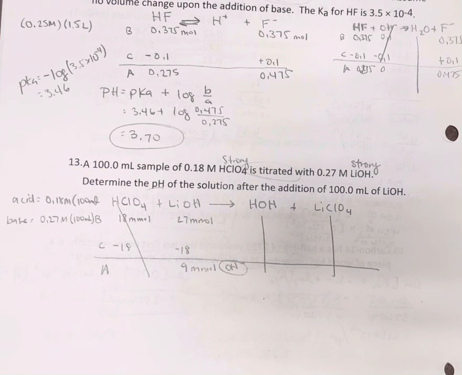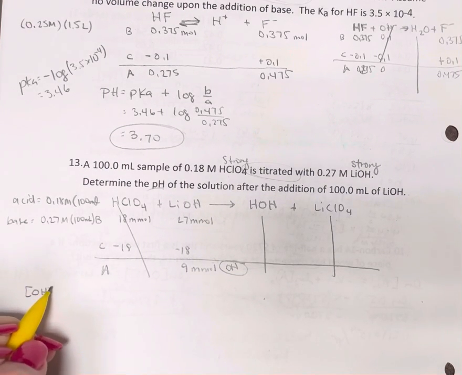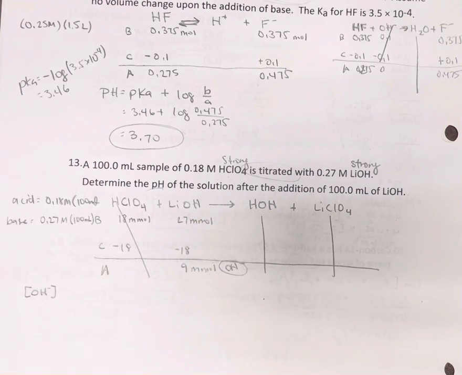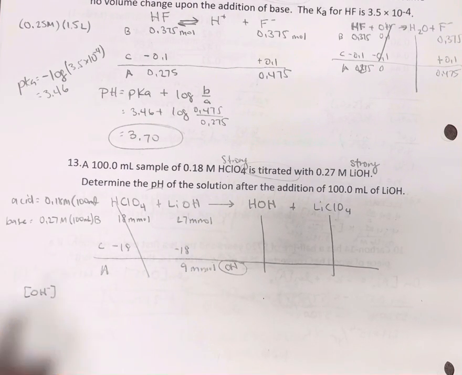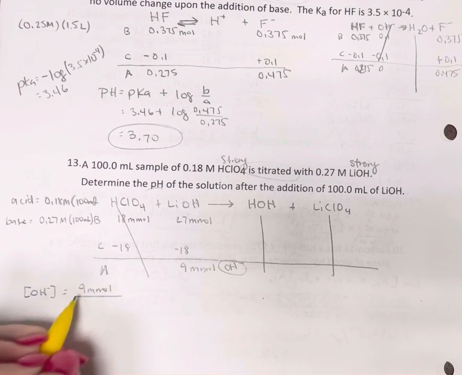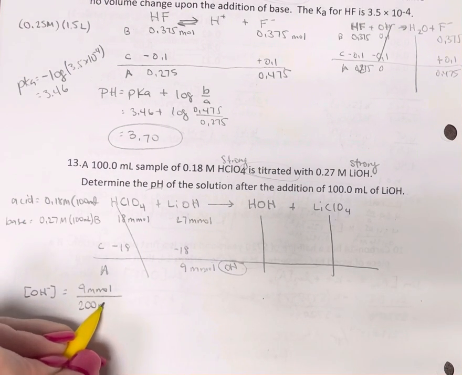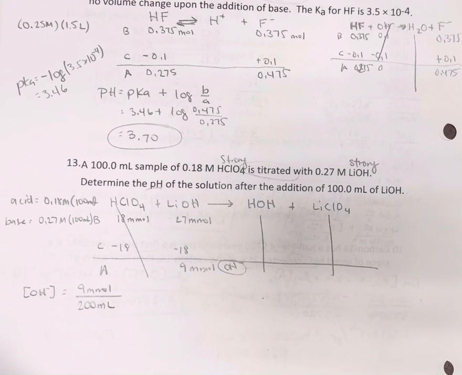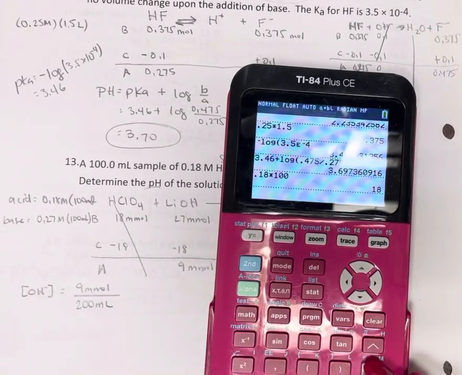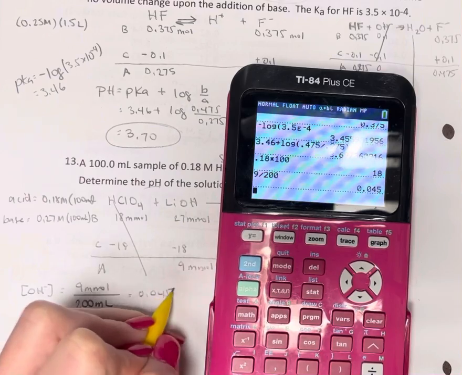Okay. So let's figure out our concentration of hydroxide. This is a strong base, so that means all of this is hydroxide. So we need our moles, 9 millimoles, over our total volume. So what is in the beaker is now 200 milliliters. Okay, so let's figure out what that is. 9 over 200. 0.045 molar.